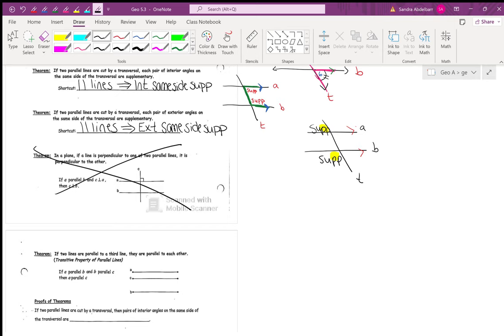With that last theorem, would there be like a letter for it? No, so there's two theorems that don't have a letter. The exterior same side sup doesn't have a letter, and the alternate exterior angles doesn't have a letter. So those two don't have tricks. Everything else has a little trick for it.